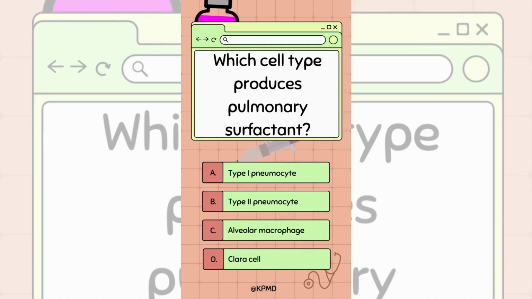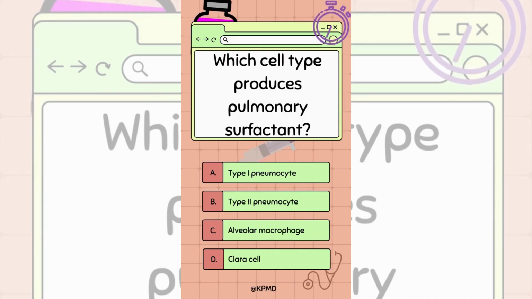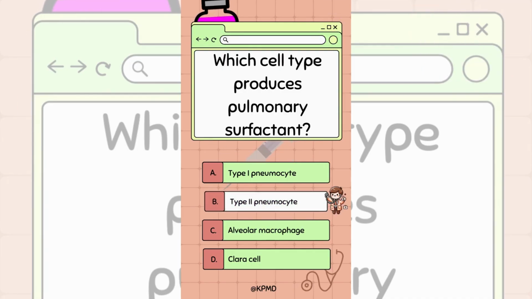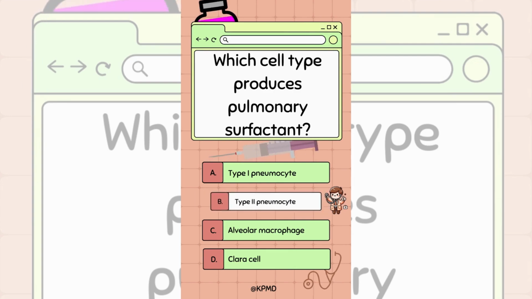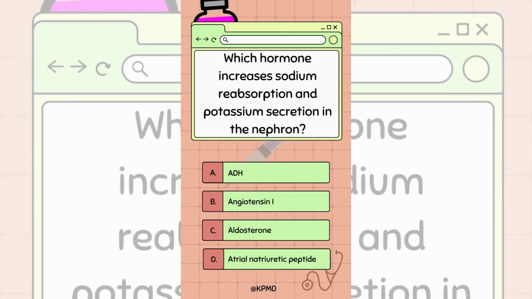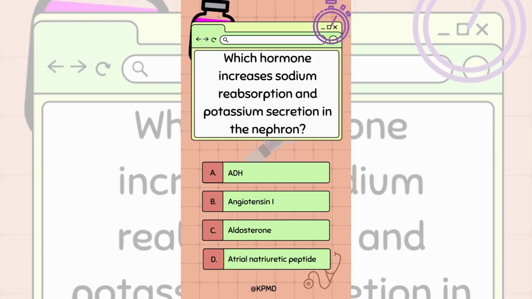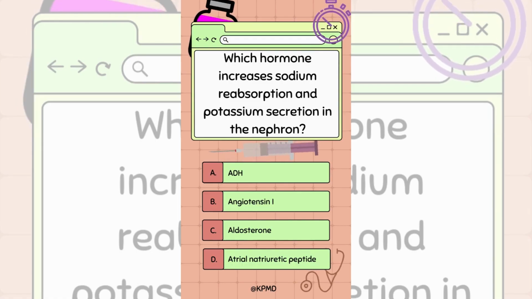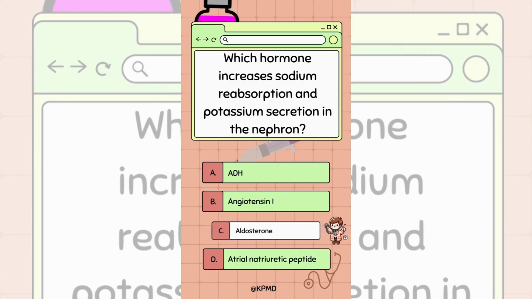Which cell type produces pulmonary surfactant? Correct answer is B. Type 2 pneumocyte. Which hormone increases sodium reabsorption and potassium secretion in the nephron? Correct answer is C. Aldosterone.